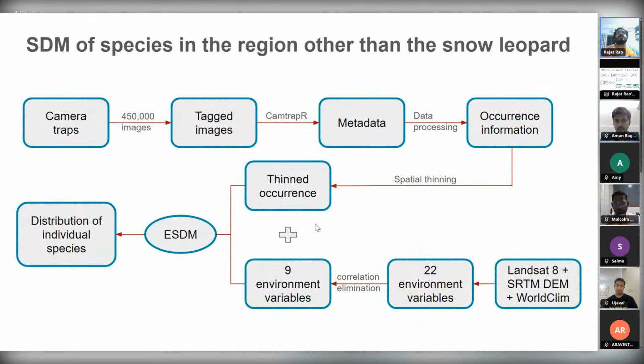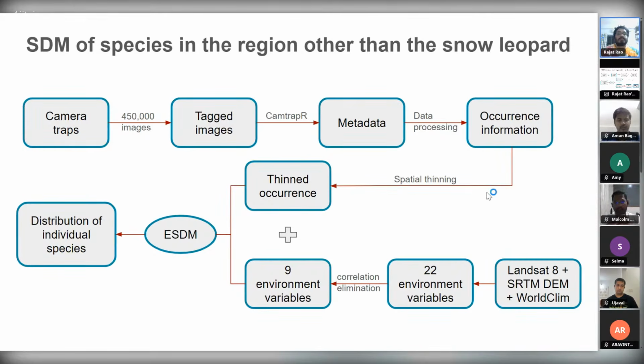Now, for the other mammals, because we get this vast amount of camera trap image data, which is about 450,000 images, we ended up tagging all of them by species. And for the tag data, we used a package in R called CamTrapR to extract the metadata. We processed that, and we got occurrence information.